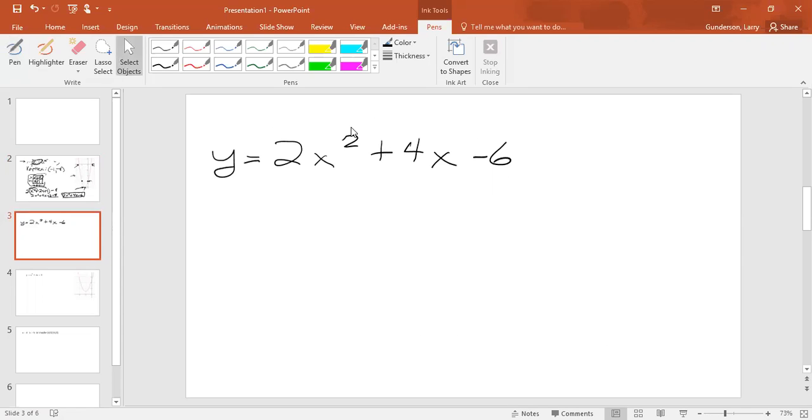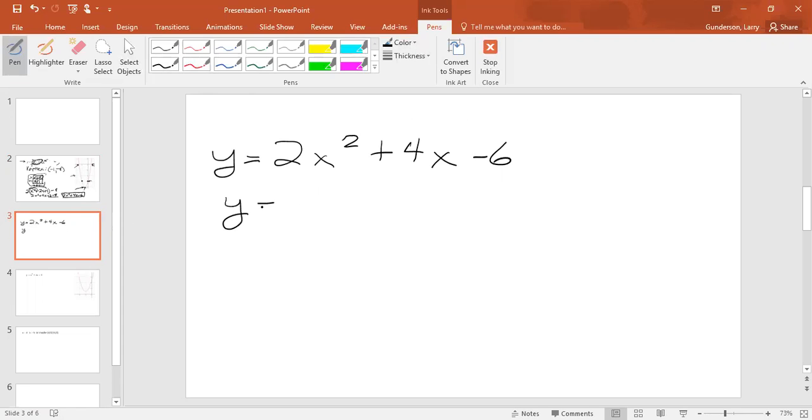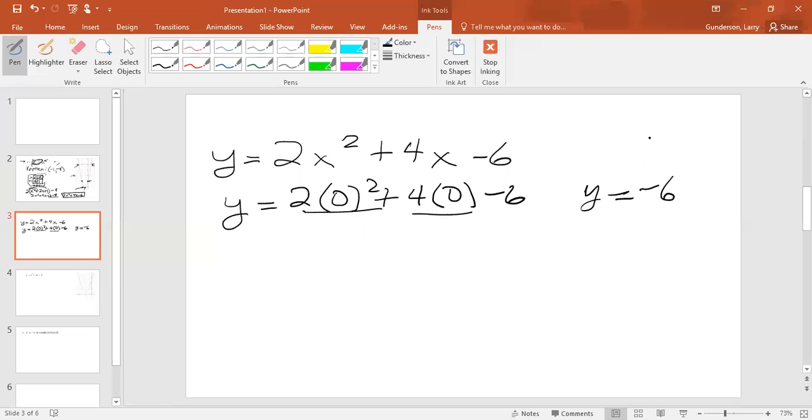Yep. So to find the y-intercept, that's a really easy one. You set x equal to 0. And you can see all of this part becomes 0, all of this part becomes 0, and you just get -6. So y equals -6, which is the ordered pair (0, -6), because that's the y part of your ordered pair. Remember, it goes x, y. So y equals -6 is your y-intercept.